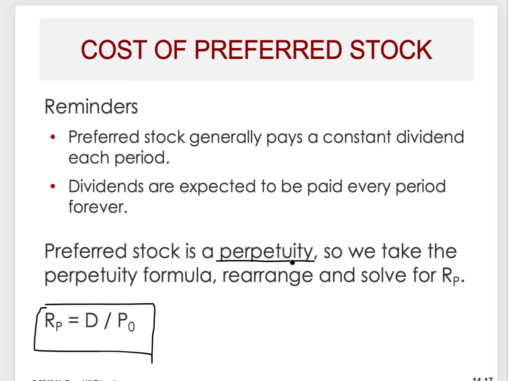And I may ask, hey, how do we calculate the cost of preferred stock? Well, it's easy. That's the return on preferred stock equals our dividend divided by P0. Okay?